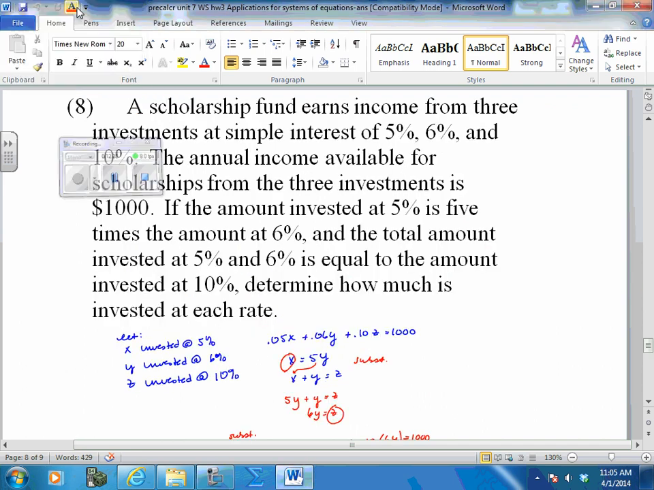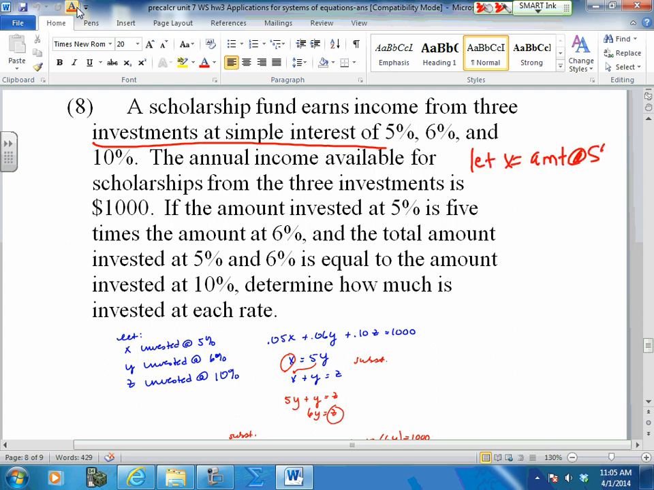Let's set this up. A scholarship fund earns income from 3 investments at a simple interest of 5, 6, and 10%. Now, remember, even though you might say, I want to put all my money at the 10%, that's where there might be more of a risk. So that's why there's different levels. So you have 3 variables. Let X equal one amount at 5%. Y equals an amount at 6%. And Z equals my amount at 10%.